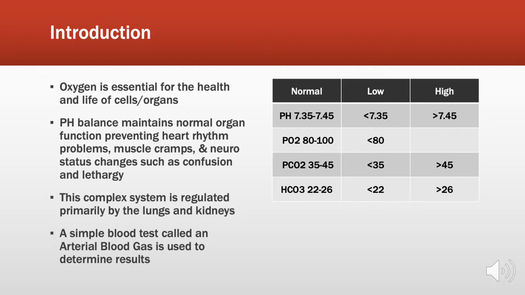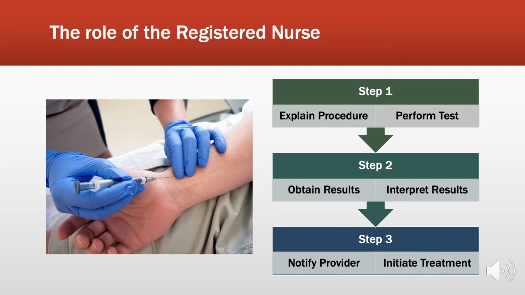Now, the way to really find out what's going on with our patient is through a simple blood test known as an arterial blood gas. This can be performed right at the bedside by either a respiratory therapist or by a nurse, and then those results are interpreted, and treatment is going to be based upon those results so that we can get our patient back to a state of optimal health. Just quickly, the nurse will explain the procedure, perform the test, obtain and interpret those results, and then notify the provider. Sometimes when the results come back very grossly abnormal, we need to notify that provider quickly and initiate treatment that can be life-saving.